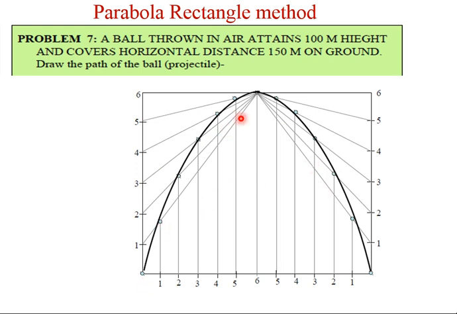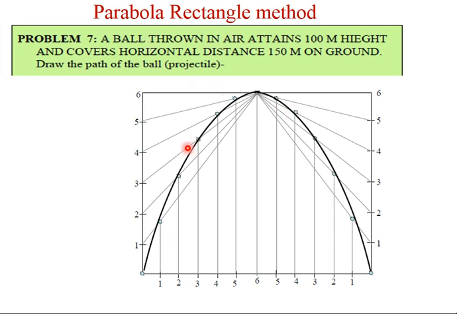so that you will get a parabola, which is nothing but a projectile, you can say, from one location E to another location H, for throwing a ball in the air from one position to another, following a projectile in a parabolic path. So this is a very important one. In this way you can draw a parabola with the help of the rectangle method.